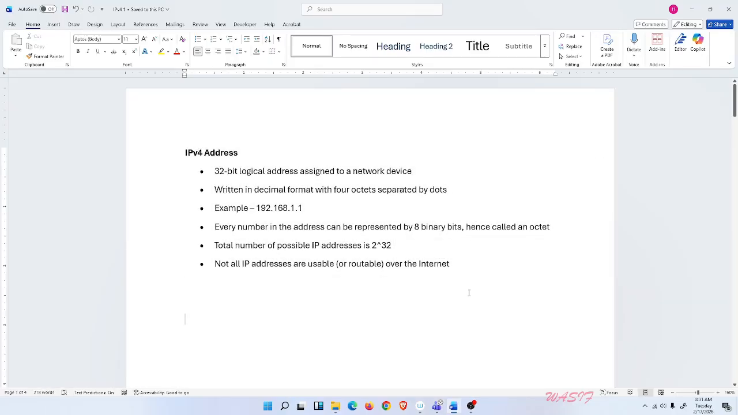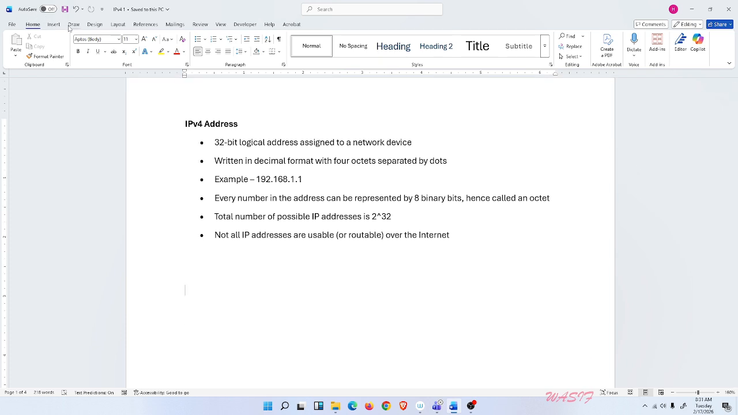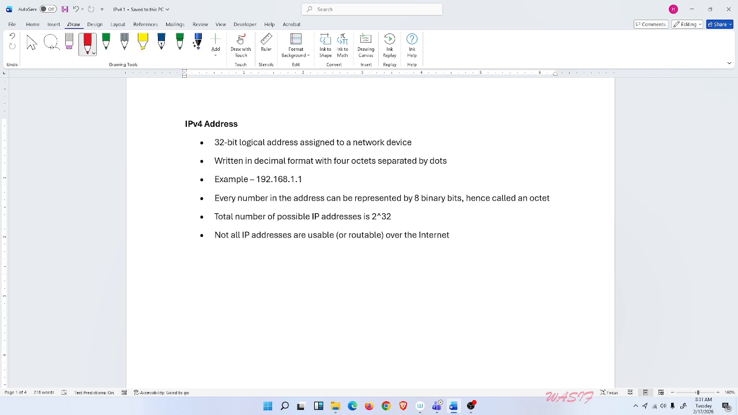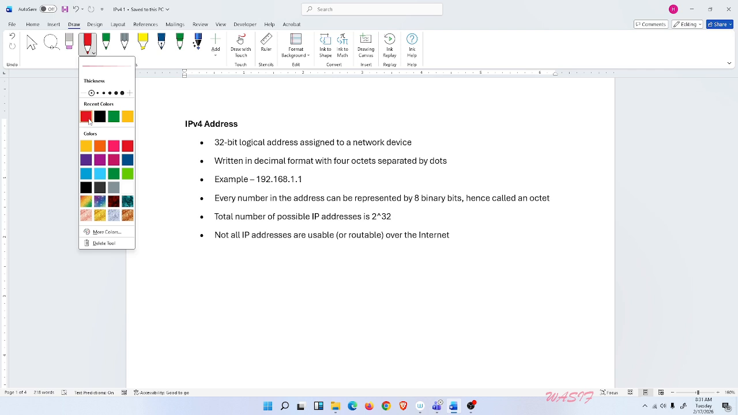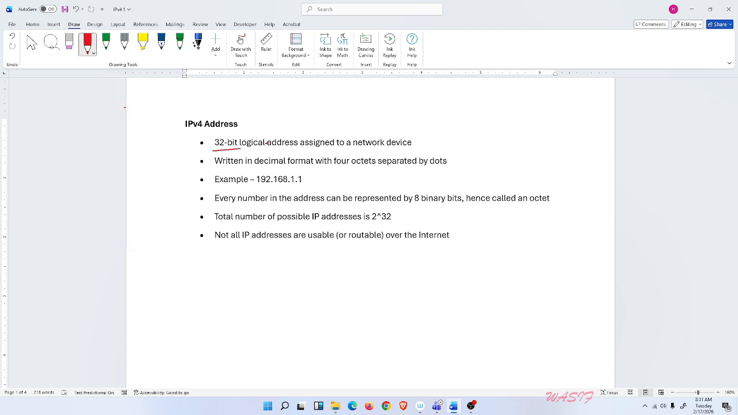Okay, we'll be starting with IPv4 address. Let us have a look at it. IPv4 address. Now, it's a 32-bit logical address assigned to a network device. The few words that we want to focus on here is 32 bits.